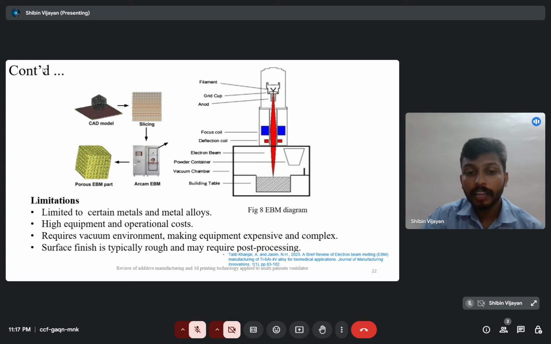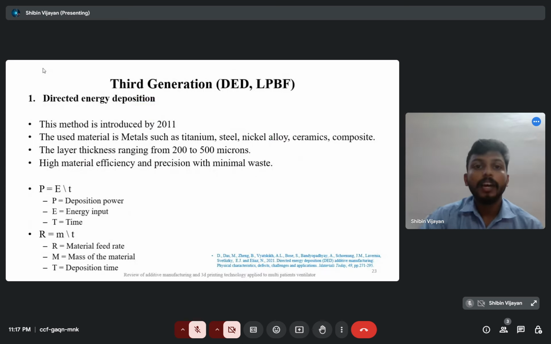Surface finish is typically rough and may require post processing. The third generation is DED and LPBF, direct energy deposition. This method, introduced in 2011, is used with materials such as titanium, steel, nickel alloy, and ceramic composite, with layer thickness ranging from 200 to 500 microns, high material efficiency, and precision with minimal waste.